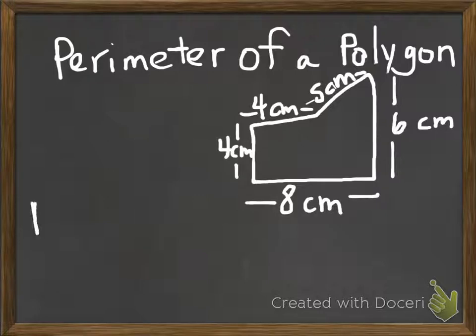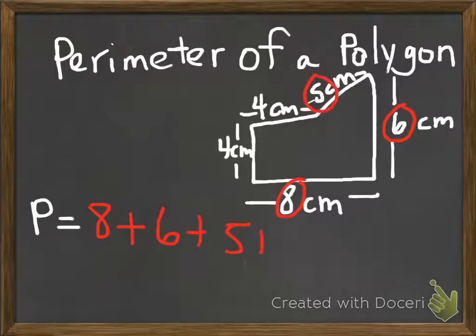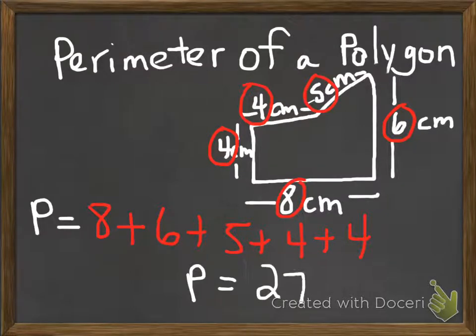So to find the perimeter, I'm going to have to add all the sides. So I know there's 8 here, so I'm going to say 8 plus the 6 here, plus the 5, plus the 4, and another 4. And we add this all together, and we're going to find that the perimeter for this polygon is going to equal 27 centimeters.